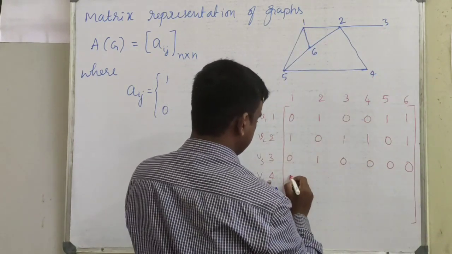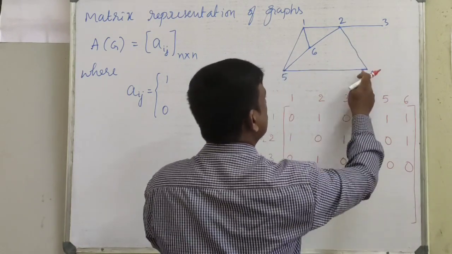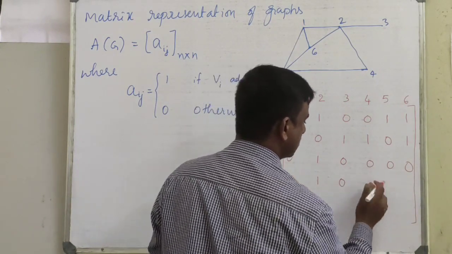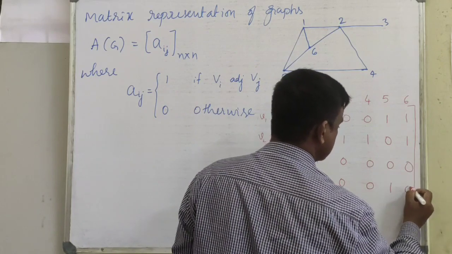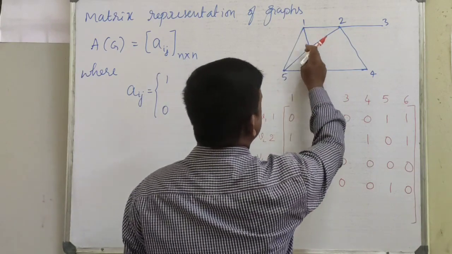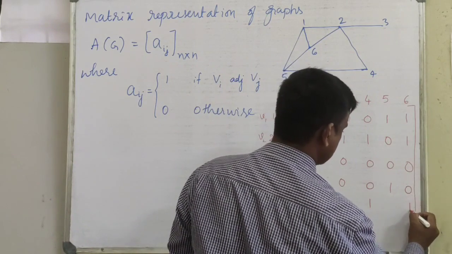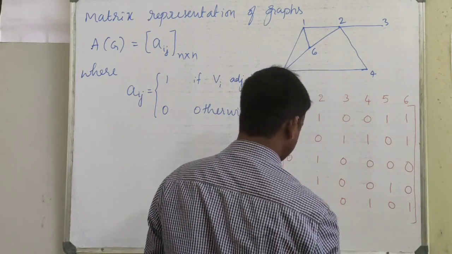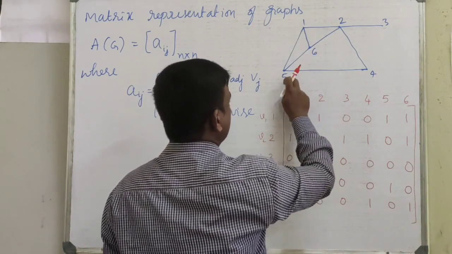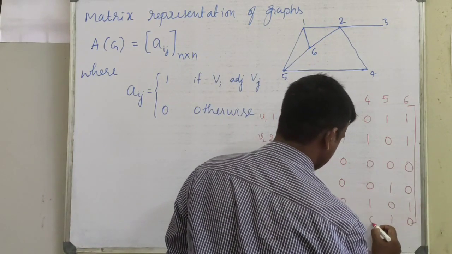Next, come to 4. 4 and 1, 0. 4 and 2, 1. 4 and 3, 0. 4 and 4, it will be 0. 4 and 5, 1. 4 and 6, 0. Next 5. 5 is adjacent to 1, 4, 6. So, more adjacent here. Next, if you come to 6, that is adjacent to 1, 2 and 5. So, remaining row 0.